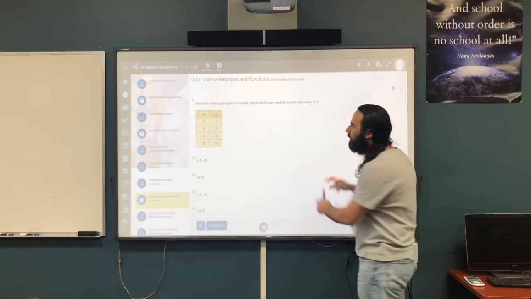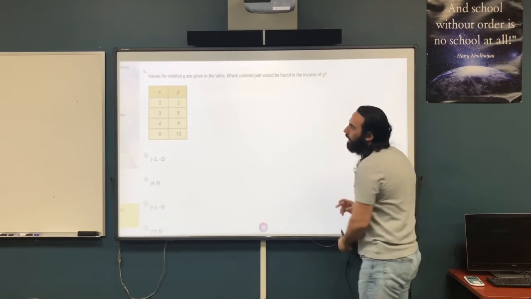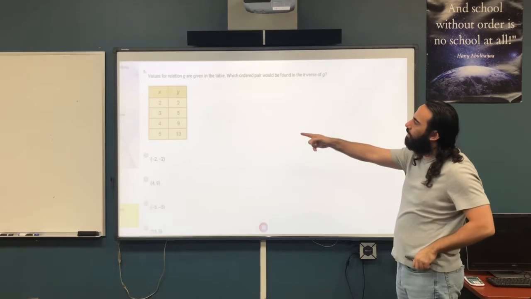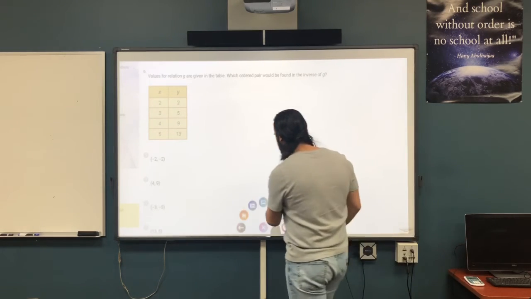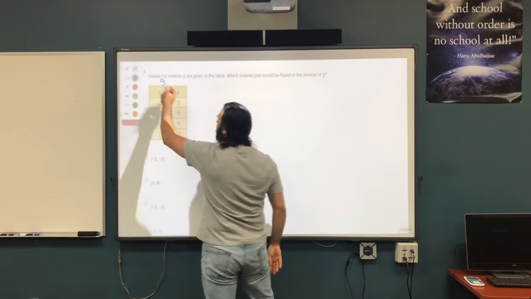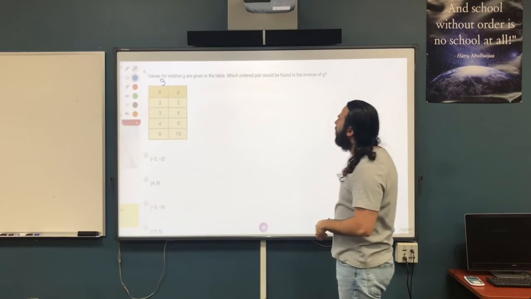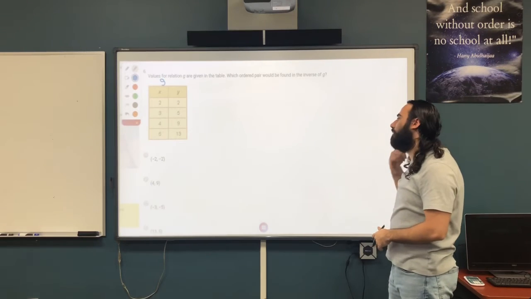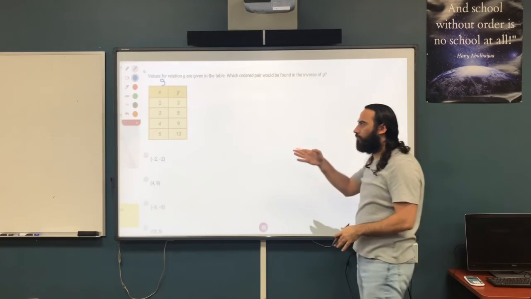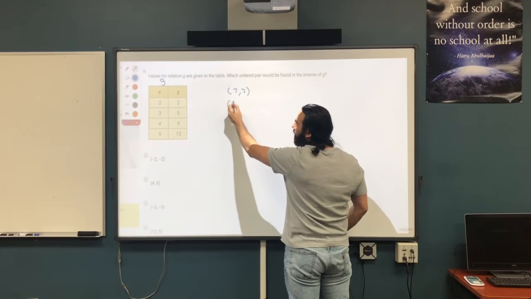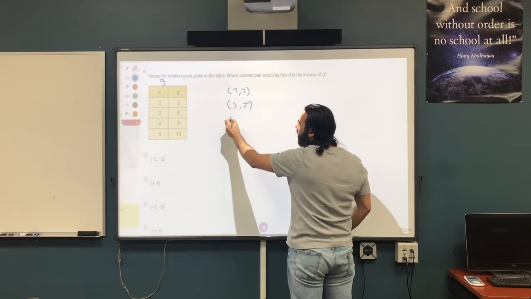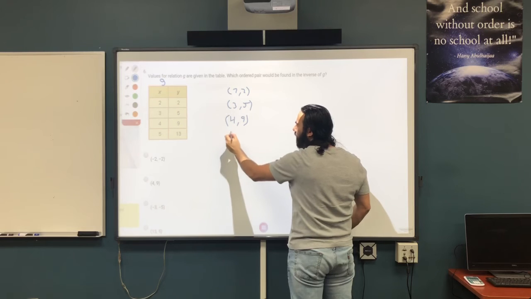Now this one, values for relation G are given in the table. So this is relation G, okay? Which ordered pair would be found in the inverse of G, okay? So this is G. So G has the points 2, 2, 3, 5, 4, 9, and 5, 13.